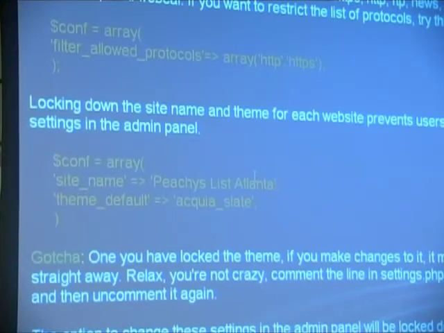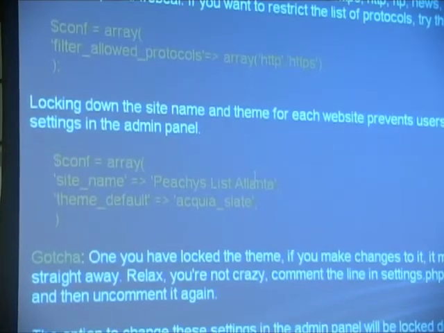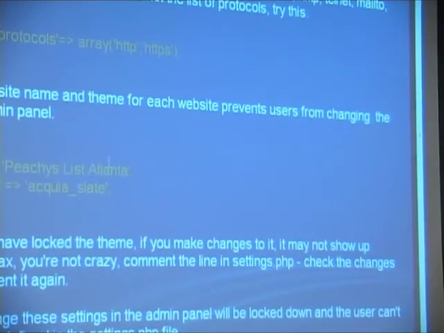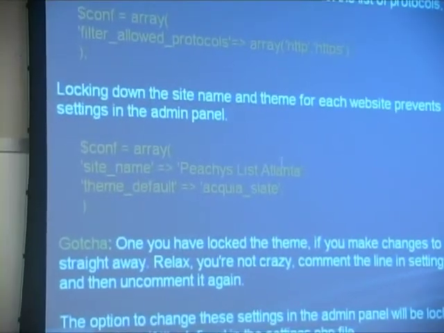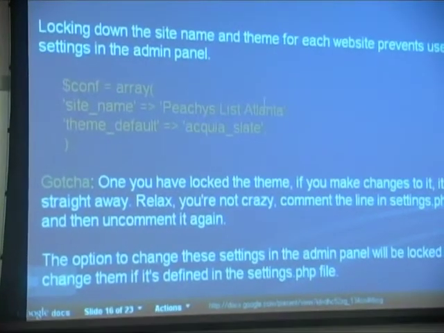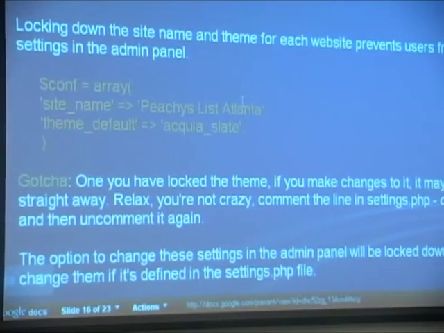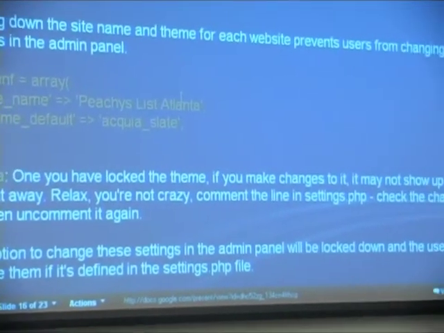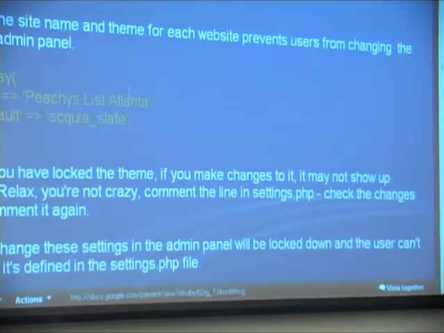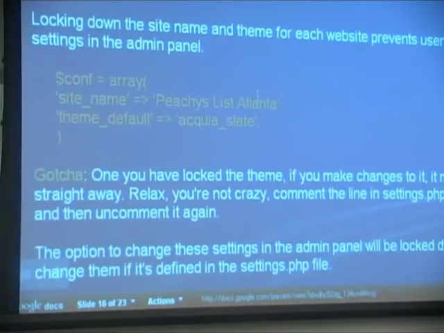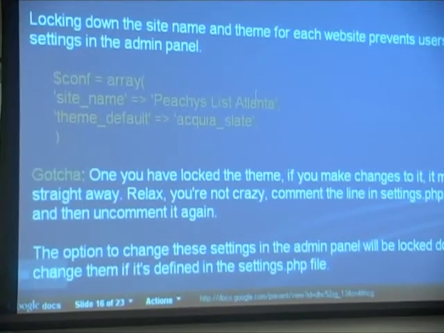So in this example on Peaches List Atlanta, I'm using an Acquia Slate theme. I had a request come in to say that they wanted to change how the forums look. So I went into my code, I edited the style sheet, I pushed the style sheet up, and nothing happened. In fact, it was locked down completely. So not only did Drupal prevent you from changing it inside the admin panel when you set it in settings PHP, it wouldn't let me make any code changes to it as well.